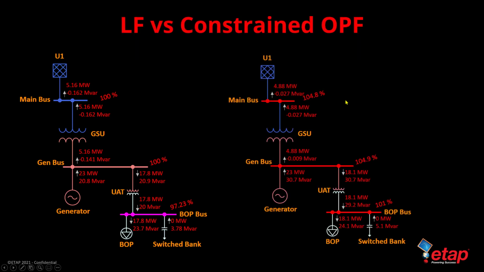When we apply constraints to the same OPF solution, we can then see the same system has bus voltages that are now constrained to 105%, and we can now see a real and reactive power optimized solution and an appropriate dispatch on our generator.